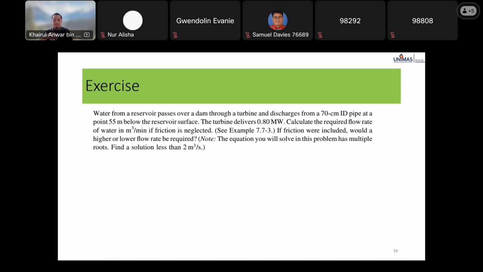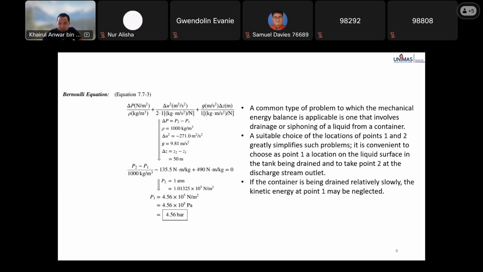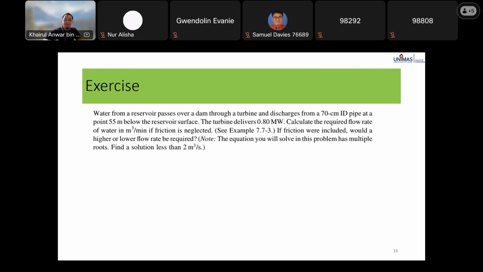Because it doesn't say if the part from the reservoir in the discharge pipe is the same or not. We assume it's not the same. That's why it gives you that 70 cm ID. So meaning will tell you in this case, because the dam is very big, they'll tell you it is draining slowly, which is zero, U1. So you have delta U2.